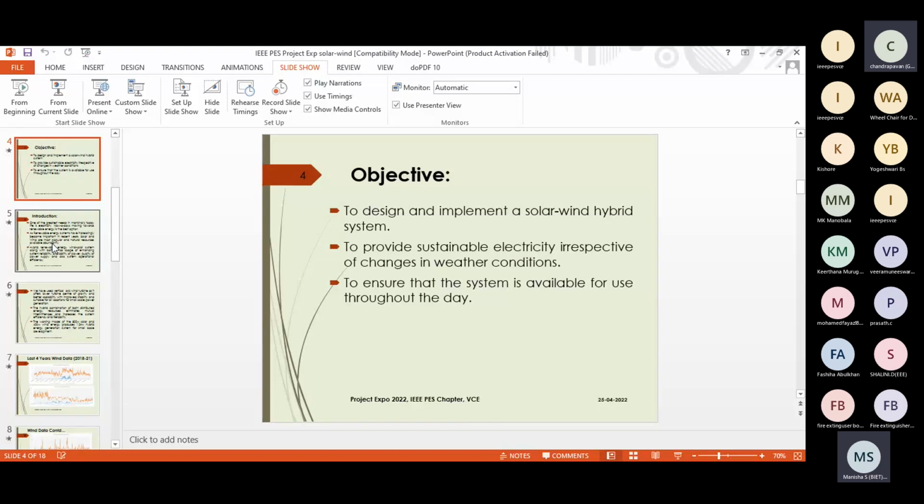So the main objective of our project is to design and implement a solar wind hybrid system. We know that solar energy is available only during daytime but not nighttime. For this purpose, we are using batteries. To reduce the batteries, we are hybridizing the solar and wind energies. The main objective of the project is to provide sustainable electricity irrespective of the weather conditions, and also to ensure that the system is available throughout the day. The next presentation will be given by Manisha.